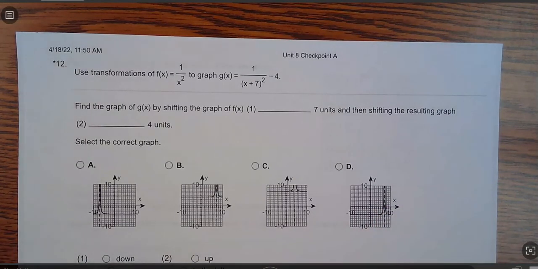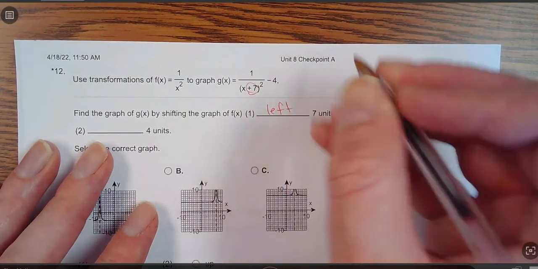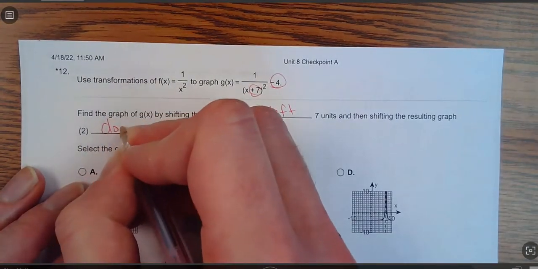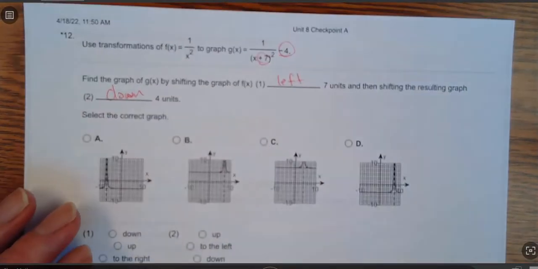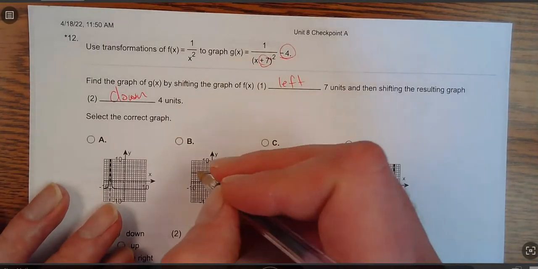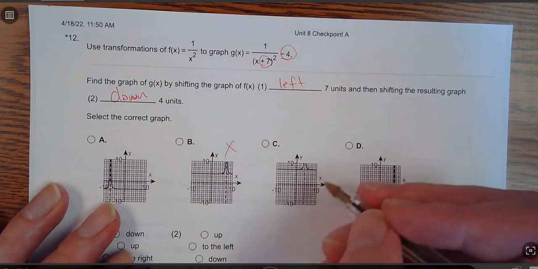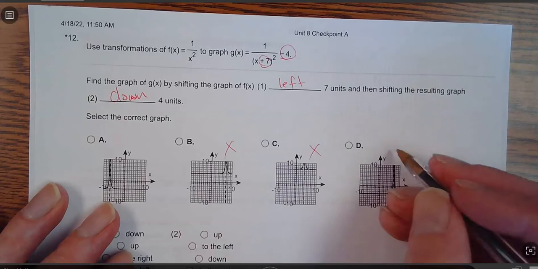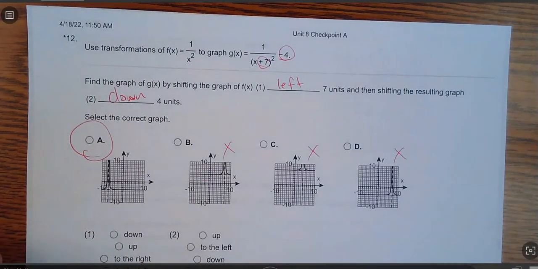But this guy, if it's plus 7, that means you're going to go left 7. If it's minus 4, you're going to go down 4. And then, so if I go left 7, down 4, let's see, this is left 7. That looks like it's it right there. This one's right, this one's right, this one's right. So this is the only one that's left 7, so that has to be the answer. So that's your A.